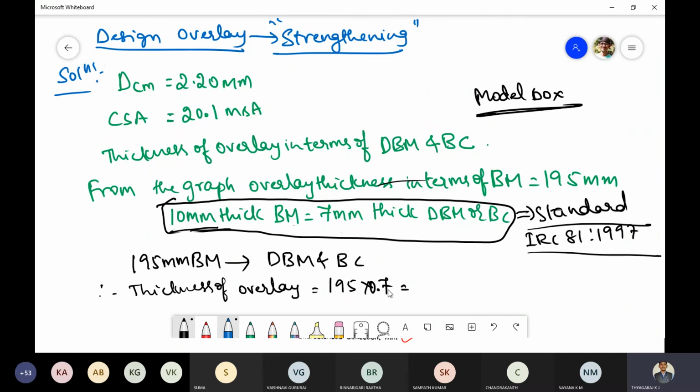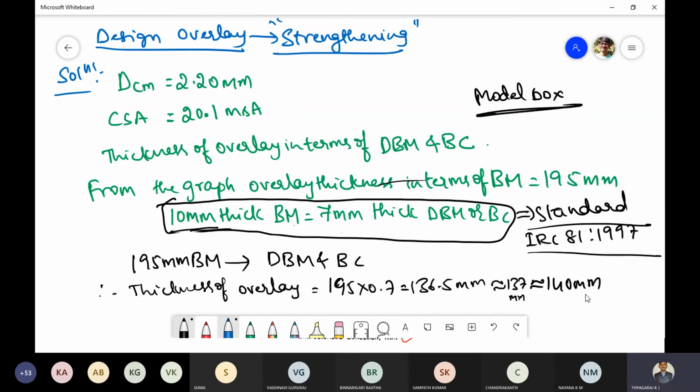Okay, correct, 0.7. So check how much you are going to get. 136.5 mm. So we can call it 137 mm. We have to provide in terms of DBM and BC, so we can round it to approximately 140 mm.